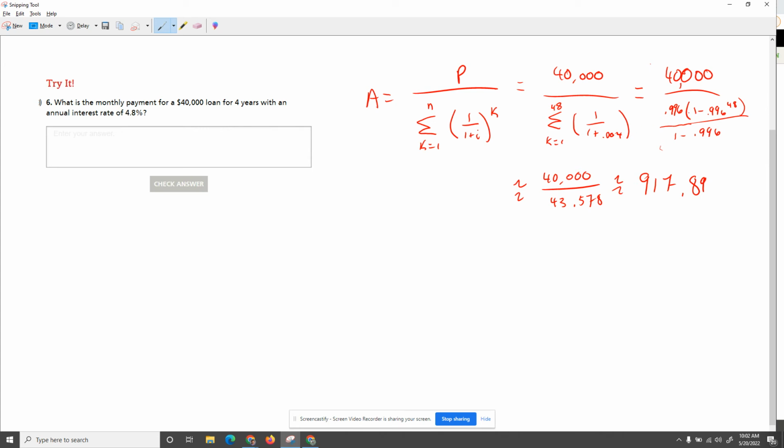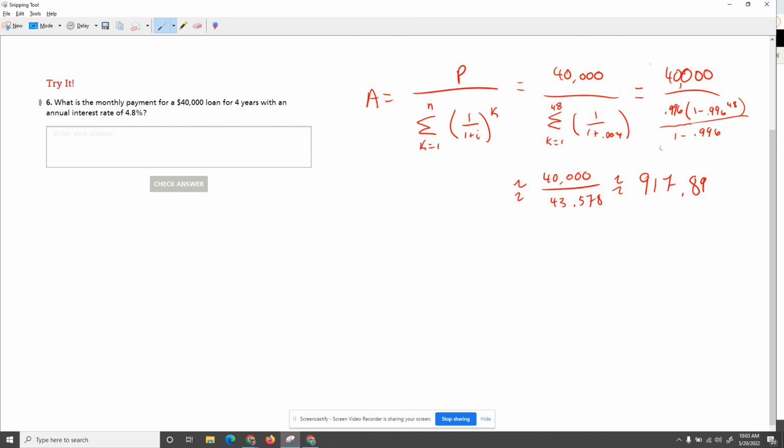When you calculate 1 divided by 1 plus 0.004, it rounds to the same place as when it was 3.75%. So again, we're only being as accurate as 3 decimal places. So it again is 0.996. So you do the formula for the sequence, and you end up with approximately 43.578.